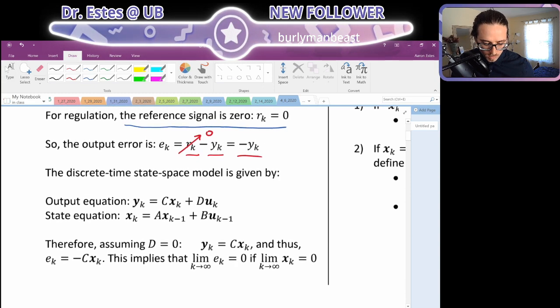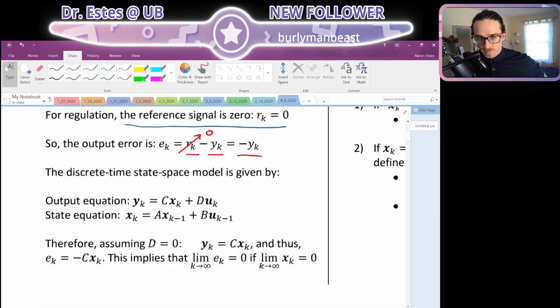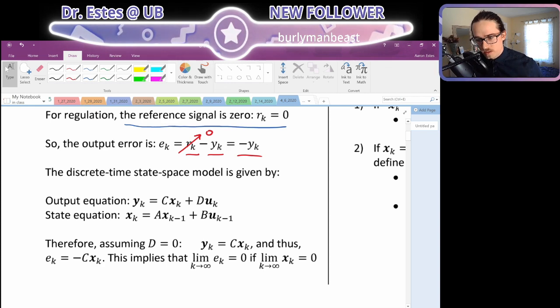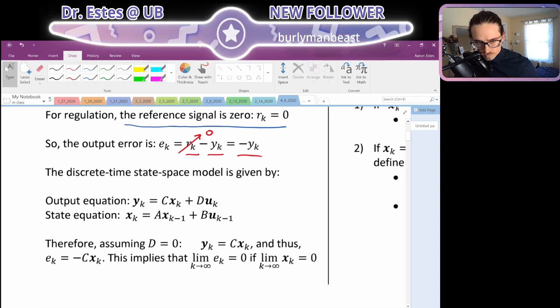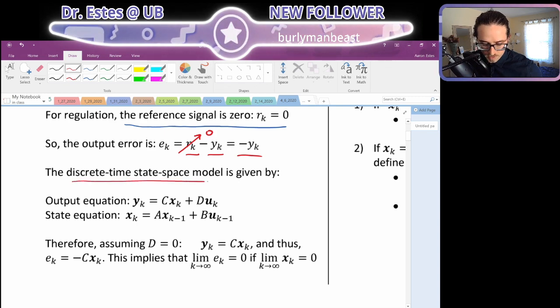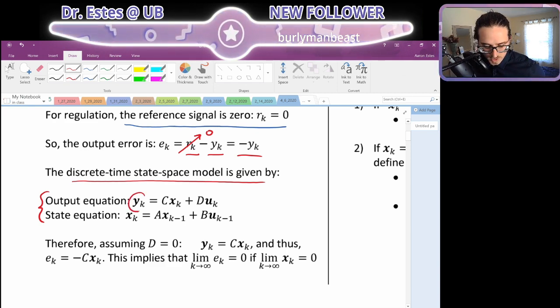We're starting to work with discrete time state space models, and using state space is a really great way to solve regulator problems. So we're doing this from the context of state space. This is the form of a discrete time state space model. It's made up of two parts. The first part is your output equation, which just says what your output is.